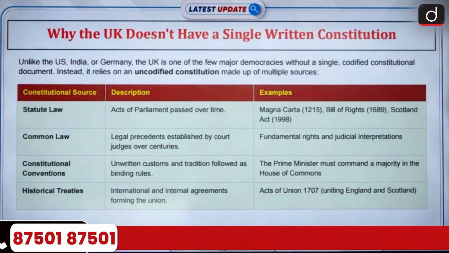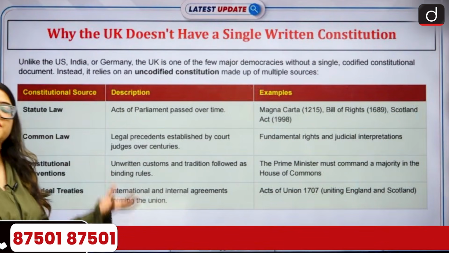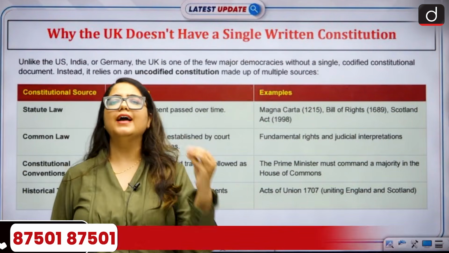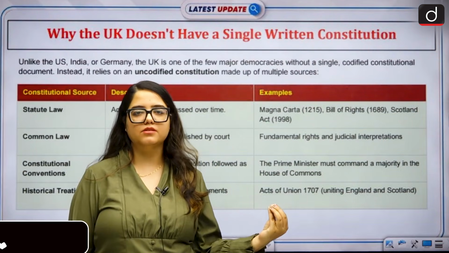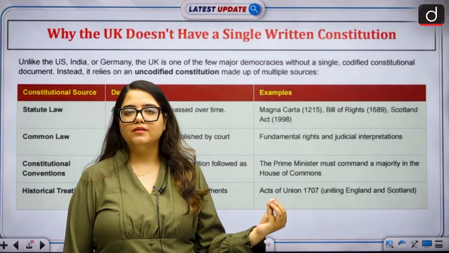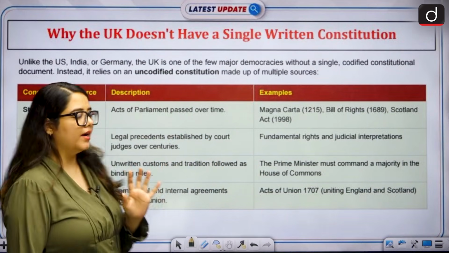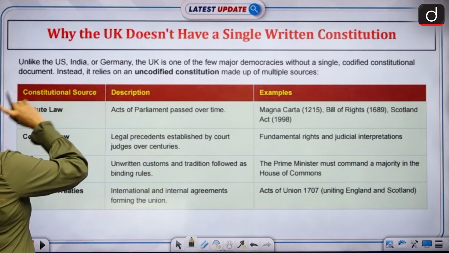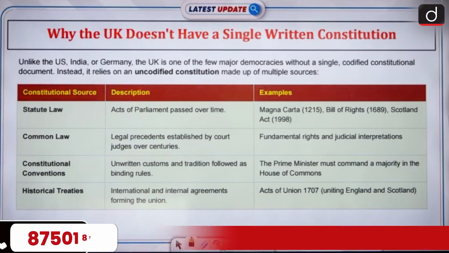All right. So now the question: if it is so bad, why does the UK have this? Why have this structure at all? Why to begin with? Let's understand the why here. Why don't they have a single written constitution like India?